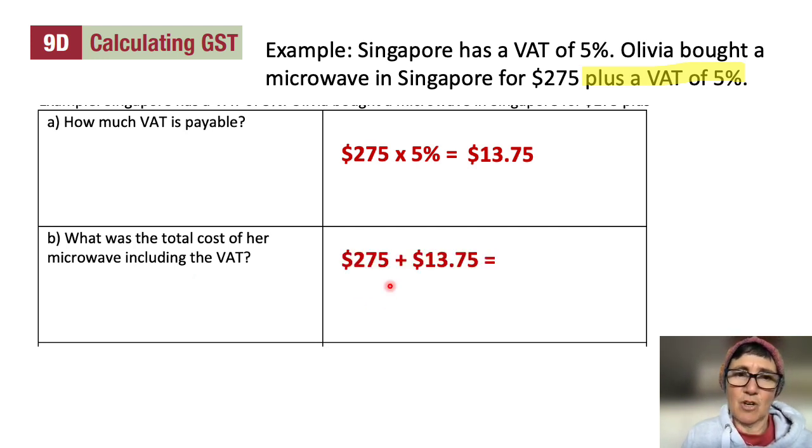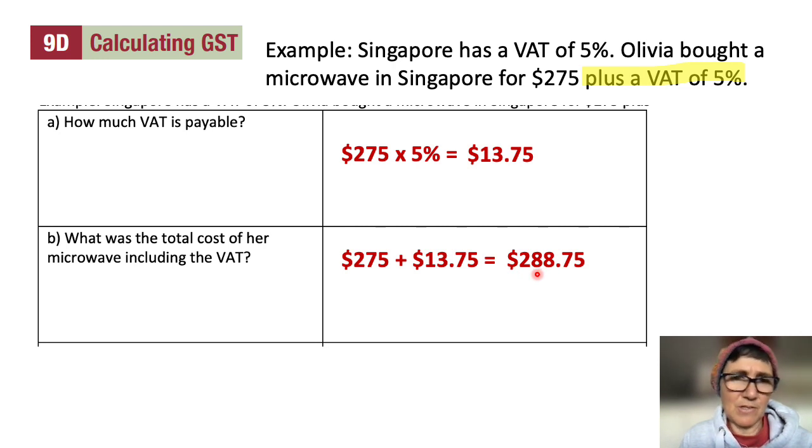Well, she had to pay the shop $275. She had to pay the government's extra $13.75. So that comes up at $288.75. Okay.